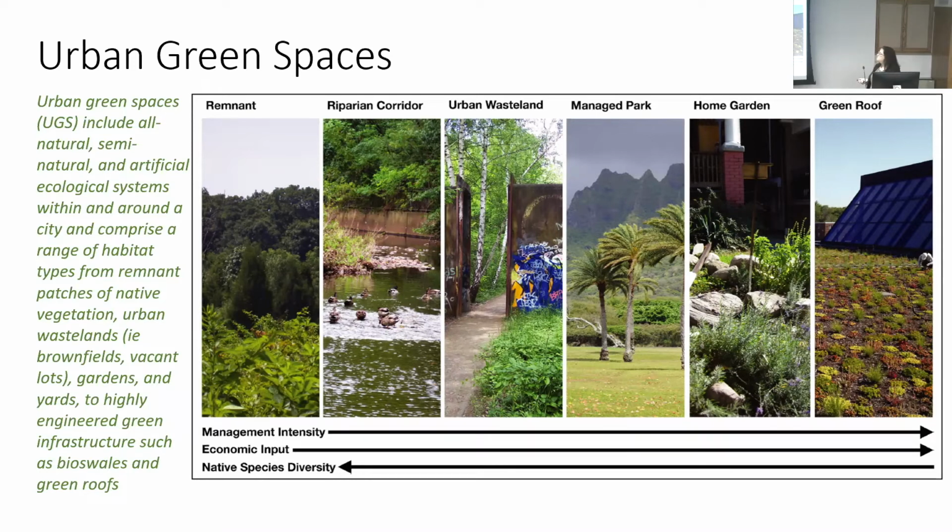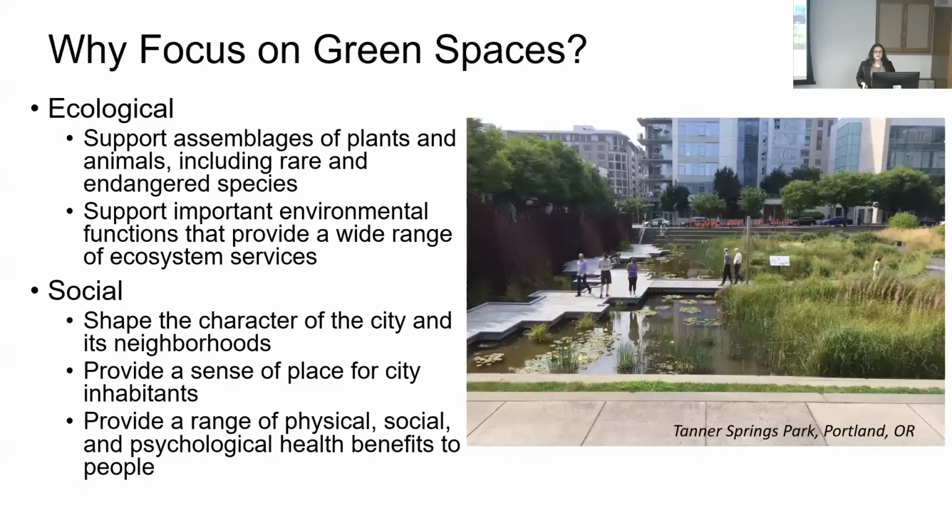And so they range across, and there are different ecological processes. More simply, we can also say that management intensity increases as you go from these remnant and/or naturally vegetated sites all the way to green roofs or home gardens and so on. Economic input increases, but native species diversity decreases as you go from the more engineered sites all the way to these remnants. So why focus on green spaces?